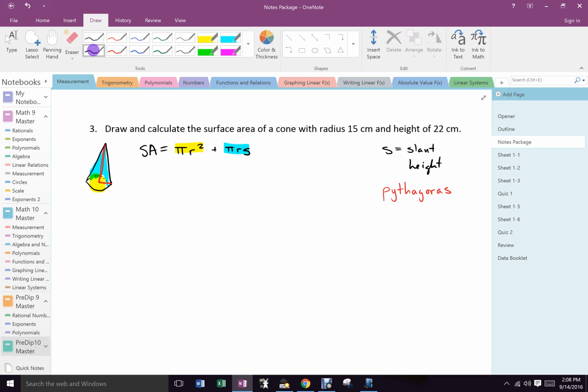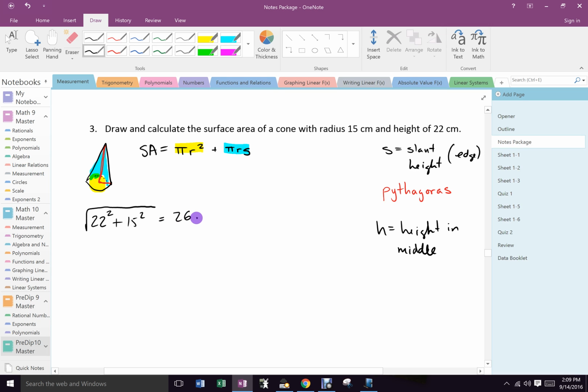I have a height of 22, right? Know the difference. Slant height is the edge. H equals the height. Height in the middle. I have the height in the middle, so I better Pythagoras this, right? What's the height? 22 squared. What's the bottom here? 15 squared, and then I got to square root that whole answer to do Pythagoras, right? 26.6. Now I can put that in there.